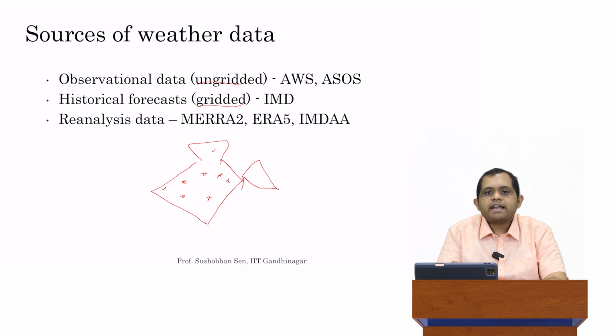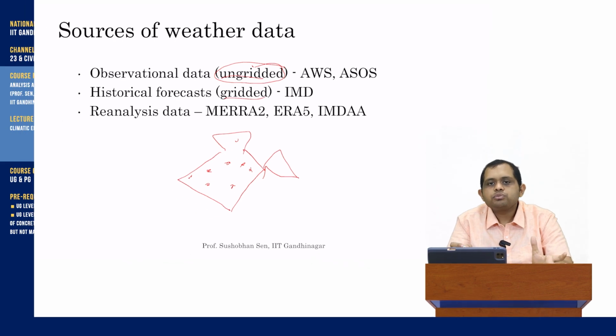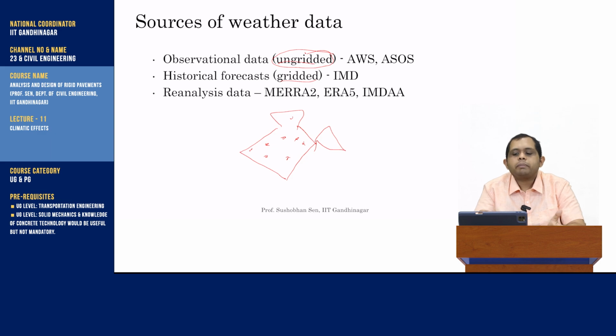In other words, if on a map I put a pin for each point where I have a weather station, there is no pattern to it. It's a pretty random set of points because it's dependent on local conditions. Such a distribution of data then is called ungridded data. It's a data set which is just randomly distributed in space, not in a regular pattern. That's what we call ungridded data.